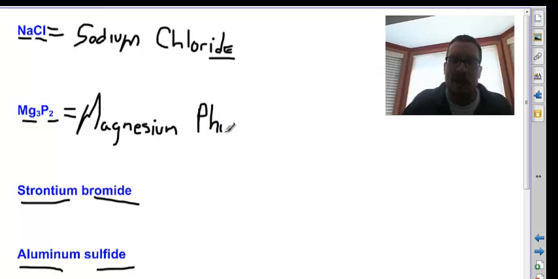There's not necessarily a set rule. I like to tell students that what you're looking for is some smooth, probably only two-syllable type deal. And that's why this actually becomes magnesium phosphide.